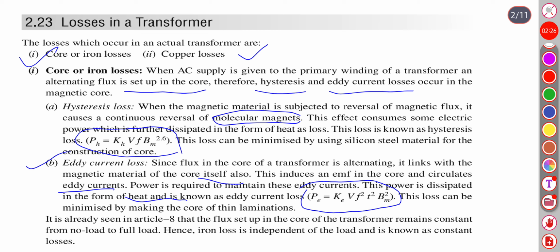It was already seen in the last video that the flux set up in the core of the transformer remains constant from no load to full load. Hence, iron loss is independent of the load and is known as the constant loss.